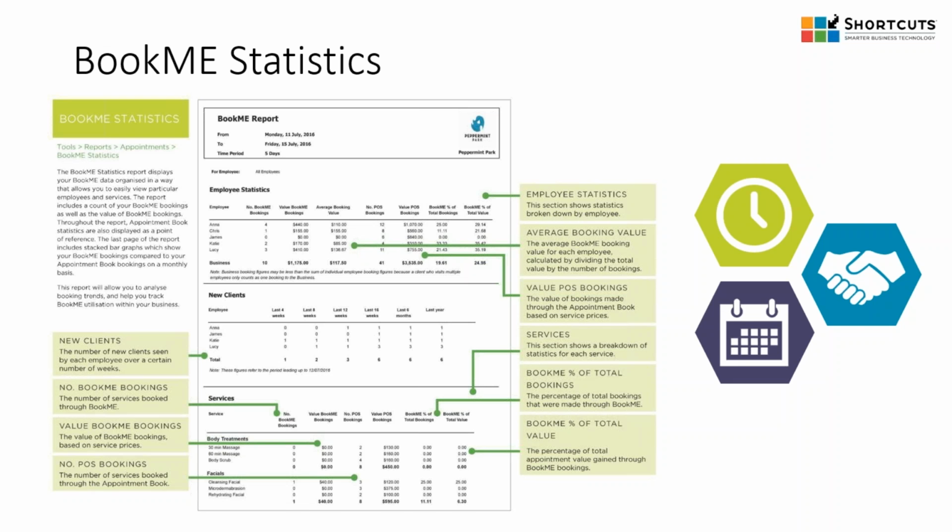So, number of bookings, value of BookME bookings, and also the number of point of sale bookings, and then the value of the point of sale bookings. It gives us that information here. It gives us the average booking value, and down here the service breakdown. It gives us the BookMe percentage of total bookings. So you can actually see from this report a really great snapshot of how many clients are booking through point of sale and how many clients are booking online, and what kind of revenue that means to you.